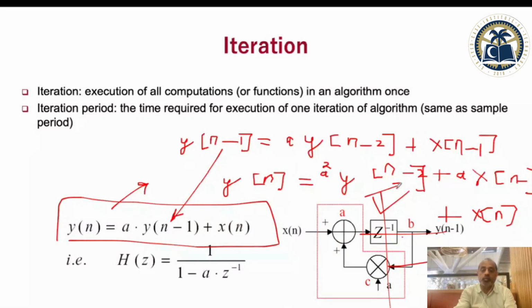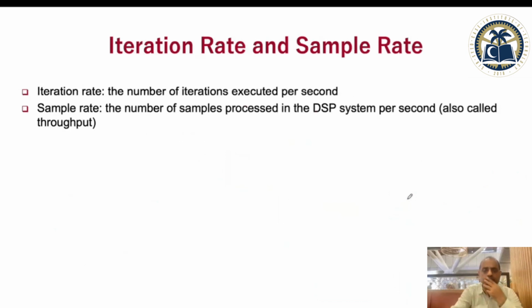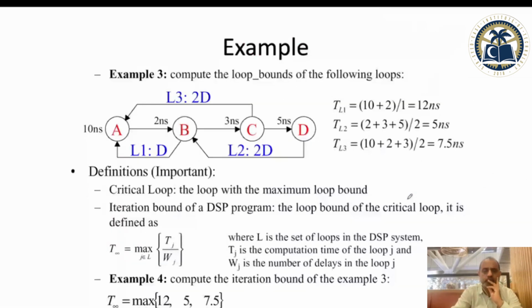If you want to make it run faster, you apply this equation another time. Now you find y of n minus 2 and put it here. This will depend upon y of n minus 3, and similarly, depending upon how many registers you want to put, you can do this again and again. So this is how you do the IIR filter.